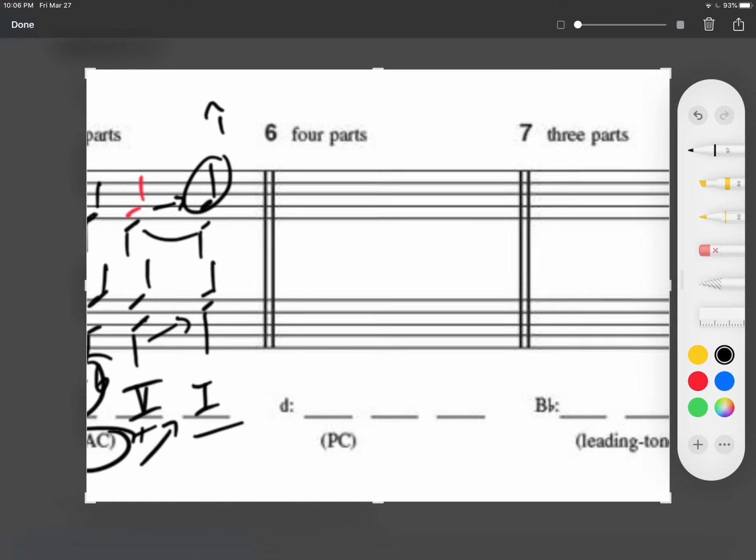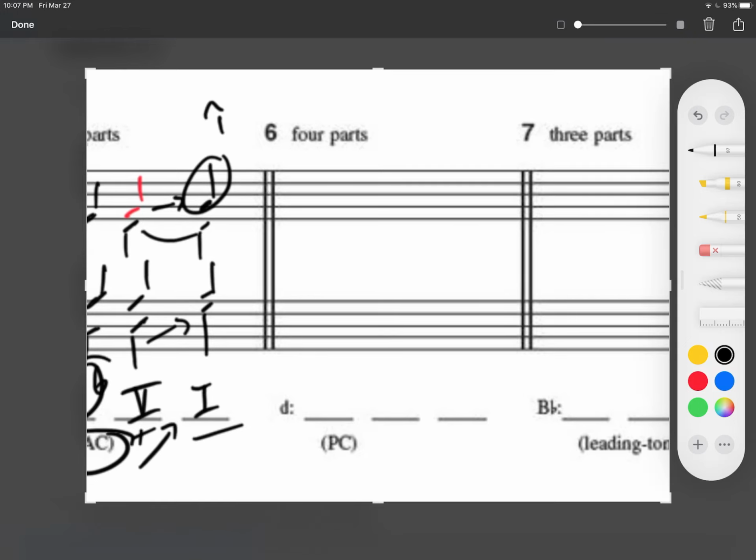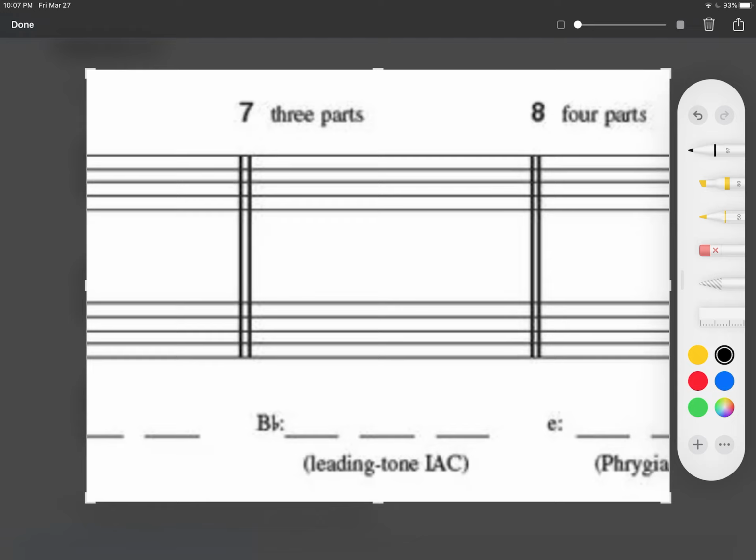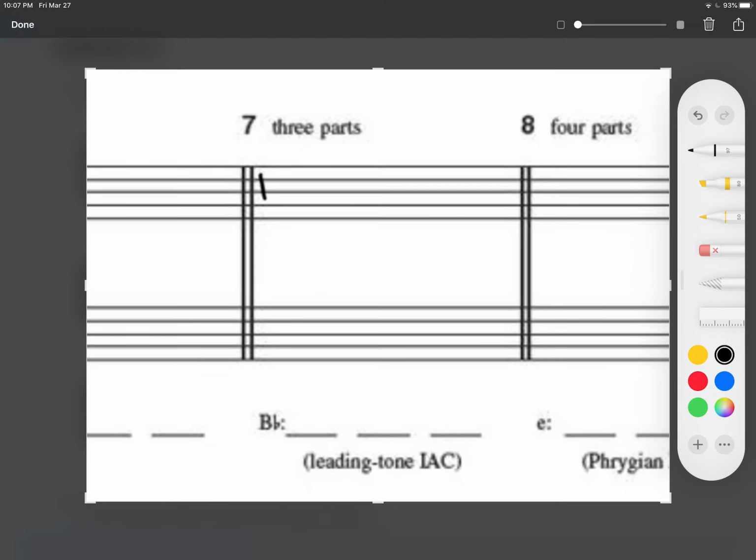Let me do one more for you. This is 4 parts for a plagal cadence. I'm sorry. Let's skip over. I'm going to skip over and do number 7. I thought I was going to do number 6, but let's do number 7. Let's do that leading tone IAC. So leading tone IAC, B flat major. Leading tone IAC is going to have some sort of 7 diminished 6 chord, followed by a 1 chord.